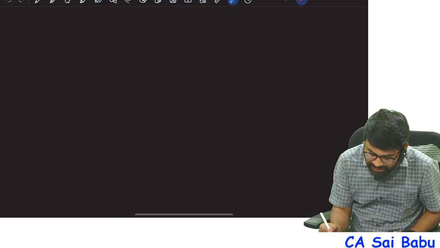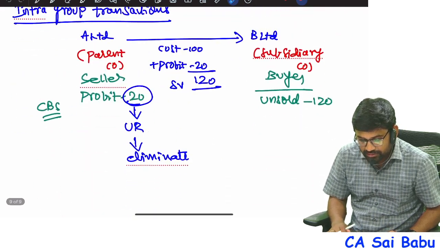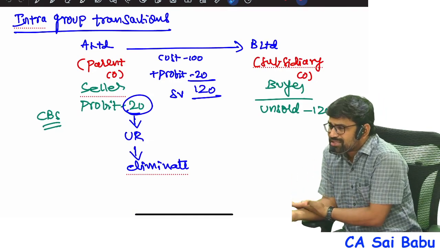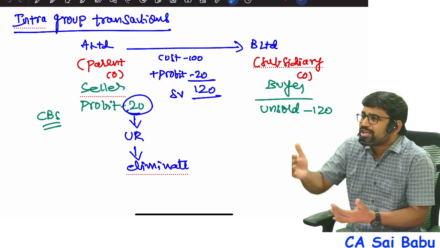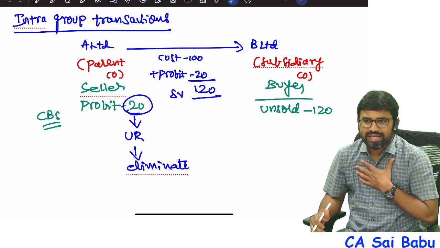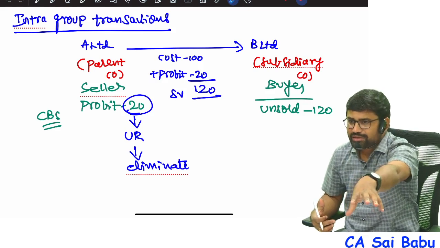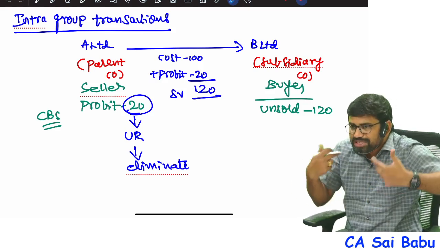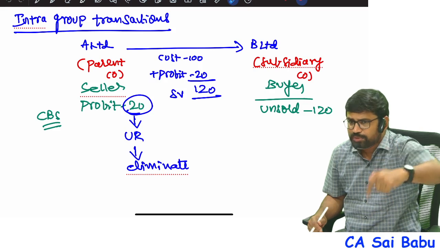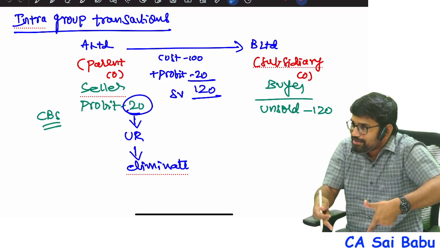First of all, do you understand what this unrealized profit is? Unrealized means not yet realized, not yet received. Why is it not realized? Because the stock is not yet sold outside. It is still there with our subsidiary only. I am the parent, you are the subsidiary. I sold goods to you and the stock is there with you only. Now I am doing consolidation. As a parent company, I made sales to you and recognized 20 rupees profit, but this profit is not yet realized because the stock is there within the group only.